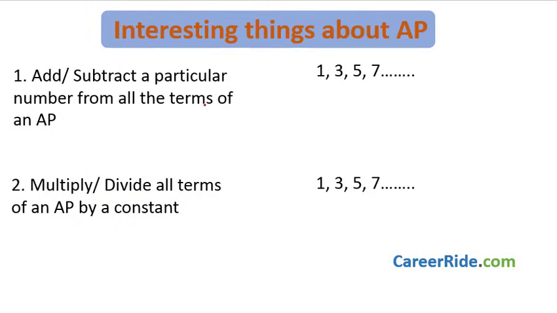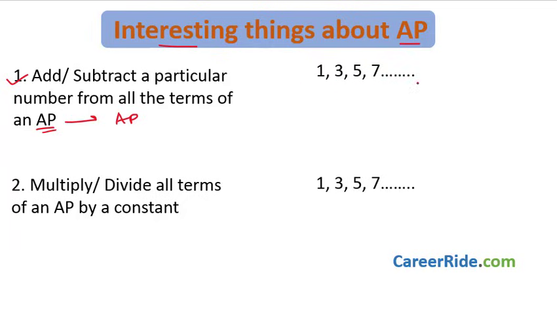Now moving ahead, let me try to get your attention to some very interesting and important things about an arithmetic progression. And knowing these things would mean that you will be able to solve many questions absolutely directly without any calculations. So the first important thing to know here is, if you add or subtract a particular number from all the terms of an AP, the resultant is again an AP. The resulting series would again be in AP. Now let's see with an example. If I'm given a series like 1, 3, 5, 7 for example.